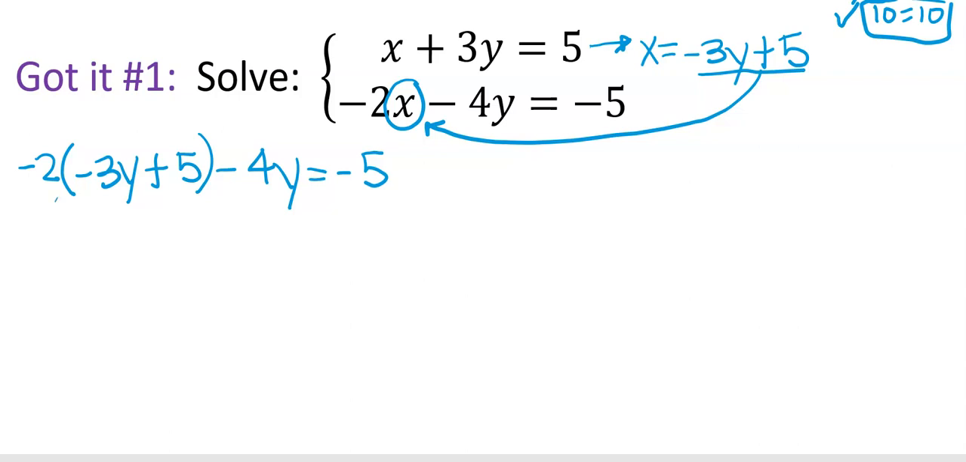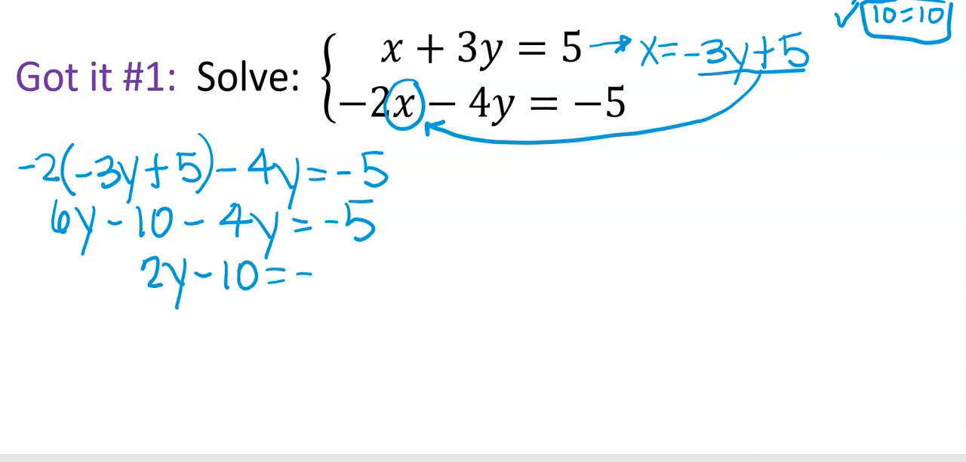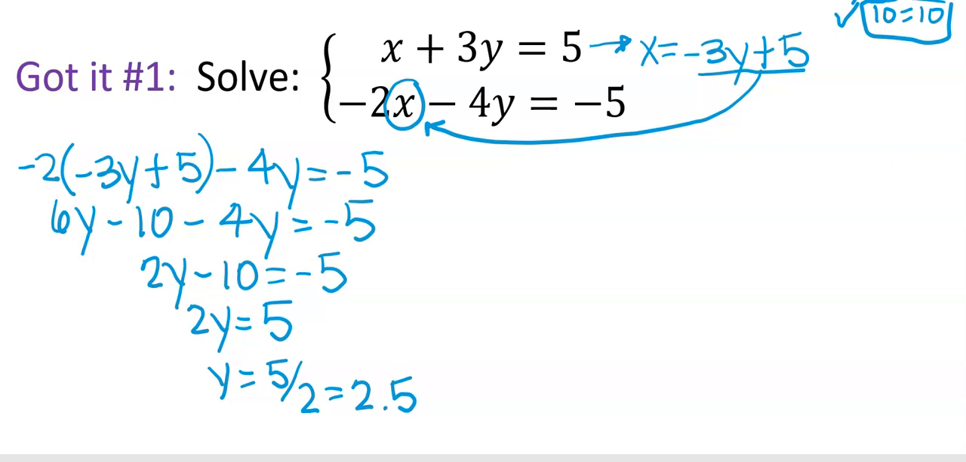So distributive property gives you 6y minus 10 minus 4y equals negative 5. I'm going to put like terms together first. And then what do we do? Add 10. And then divide by 2. Now 5 divided by 2 is the same as 2.5. Can I keep it like that? Yes. It's a decimal that ends, so it is okay.